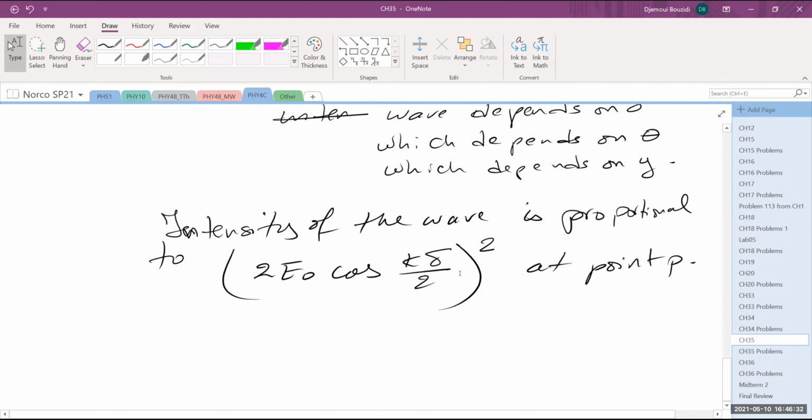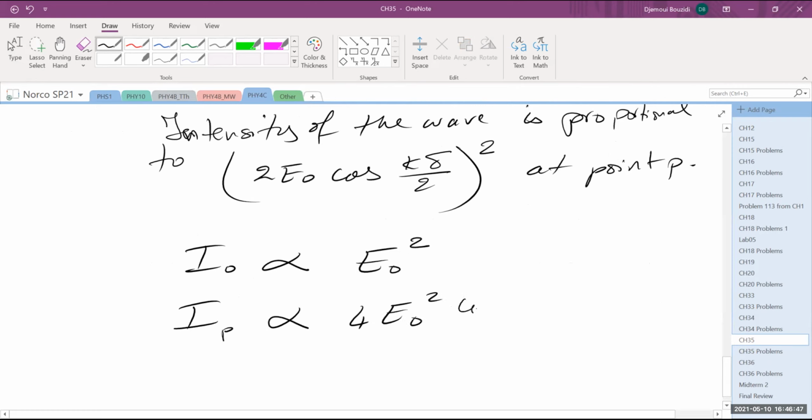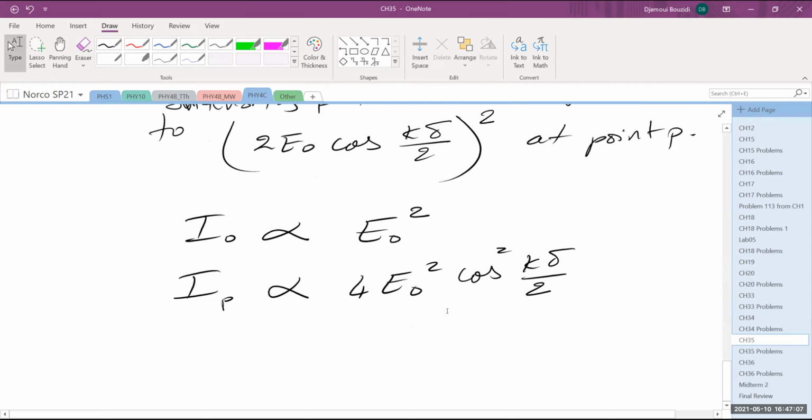So in other words, I naught is proportional to E naught squared. I at the point P is proportional, not equal, to 4 E naught squared times cosine squared of K delta over 2. The only difference between them, if there is a factor of 1/2 of mu naught or epsilon naught, or the speed of light, is that the same factor is in both. If I take the ratio of the two, those commonalities will cancel, including E naught squared.